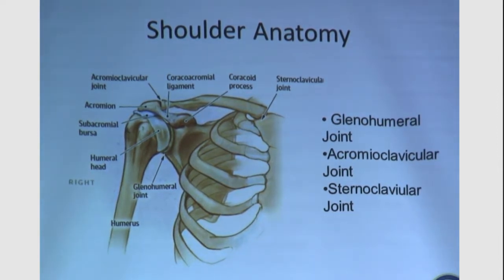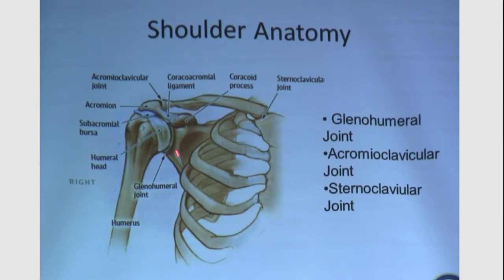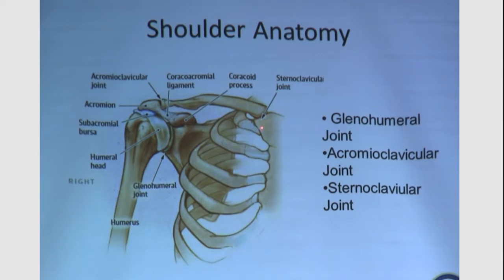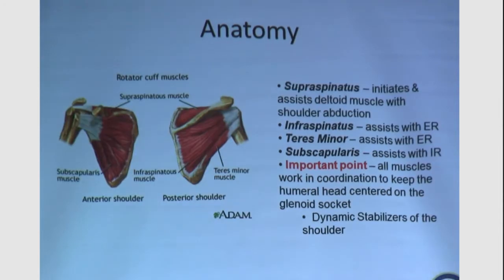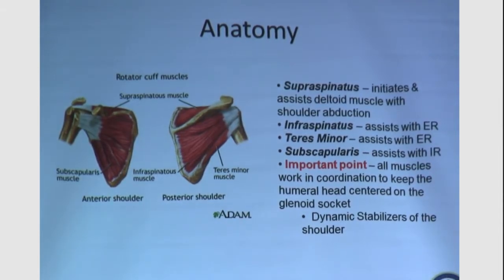And then there are two other joints that are intimately related. The acromioclavicular joint is right here, and that is the joint between the collarbone and the acromion. The acromion is this little bone right here that is part of the entire shoulder blade, okay? And then you also have the sternoclavicular joint, which is close to the neck and the head, up here, okay?